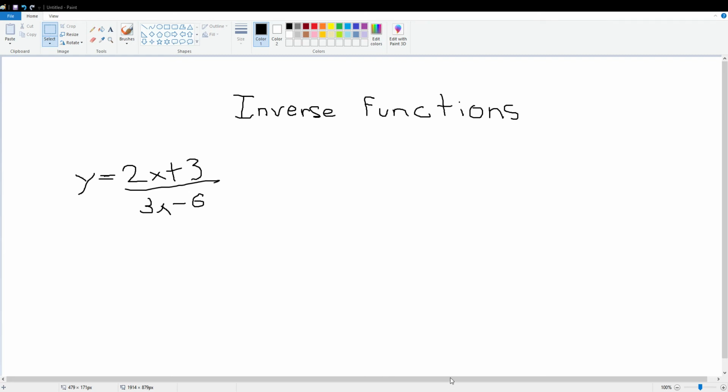So, anyways, let's find the inverse function of y equals 2x plus 3 divided by 3x minus 6. So the first thing we would do is we would switch our x and y. So we would do x is equal to 2y plus 3 divided by 3y minus 6, because we're switching out the x and y.